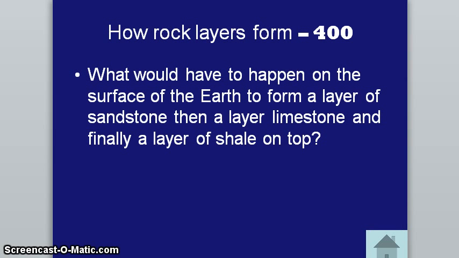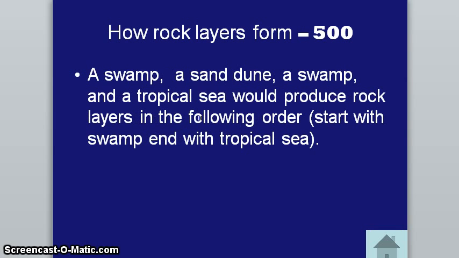What would have to happen on the Earth's surface for the Earth to form a layer of sandstone, then a layer of limestone, and finally a layer of shale? Well, for sandstone, we'd have to have a desert or beach area. For limestone, we'd have to have a marine environment, tropical seas, inland oceans, some large body of water. And for shale, we'd have to have some kind of swamp, wetland, forest area. So those would be the different environments.